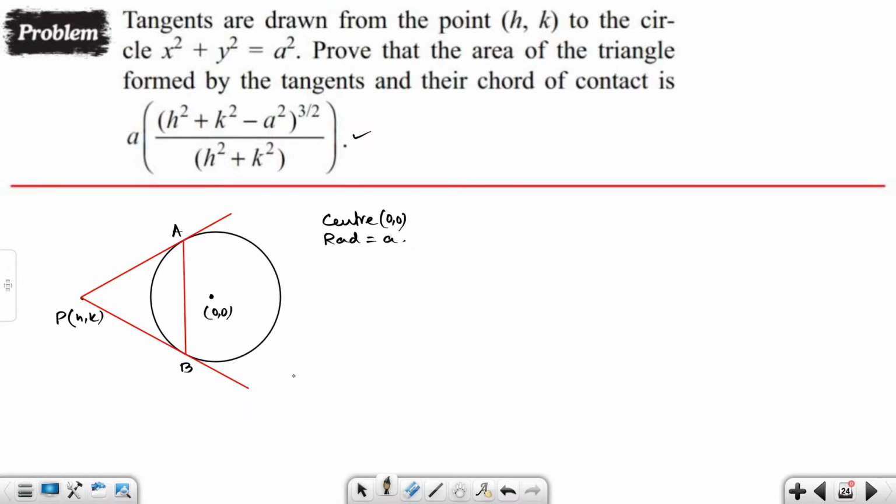How to do this sum? See, there are several ways of doing this sum. So what I'm trying to do, let me do one thing.